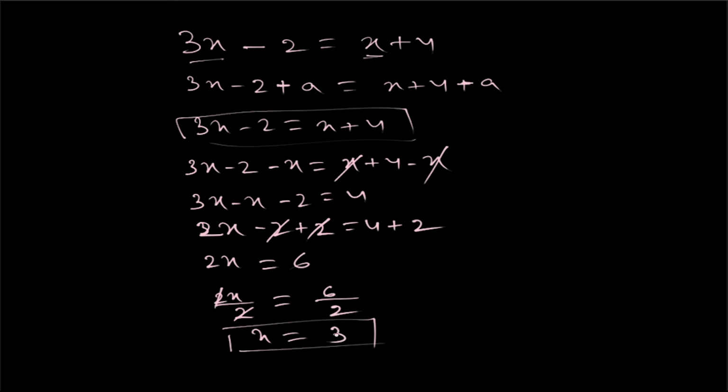Now you can put this value of 3 here, and you can see that the left hand side will be equal to the right hand side, or we can say that this value of x satisfies the equation. Let us see: 3 into 3 minus 2, that is equal to 9 minus 2, 7, that is the left hand side. In the right hand side, in place of x we'll put 3, plus 4, that is equal to 7. So you can see that the left hand side is equal to the right hand side. So this satisfies the equation.